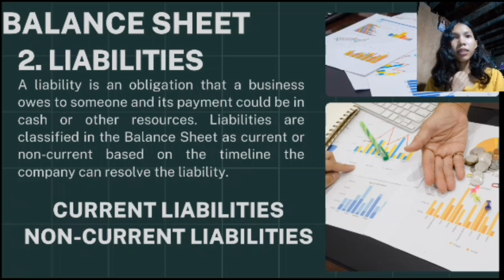So first is the current liabilities. These are the debts the company expects to pay within 1 year, like bills or short-term loans.